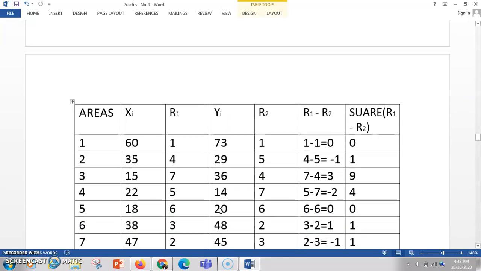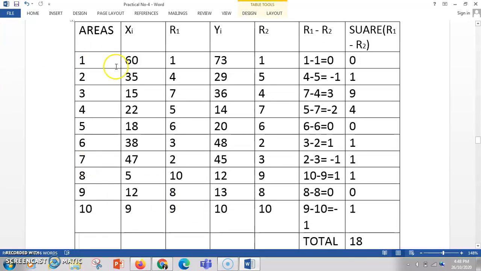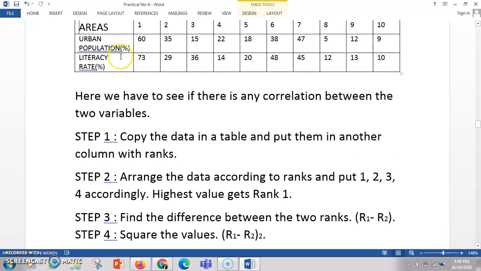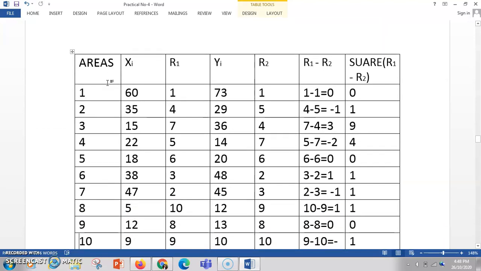This is the table which is already created. Here you can see there is area, and area is from 1 to 10, so the n value will be 10. Now what is xi? xi is nothing but the urban population, and yi is the literacy rate. That is nothing new, it is the same data as in your question. So xi is urban population and yi is the literacy rate.